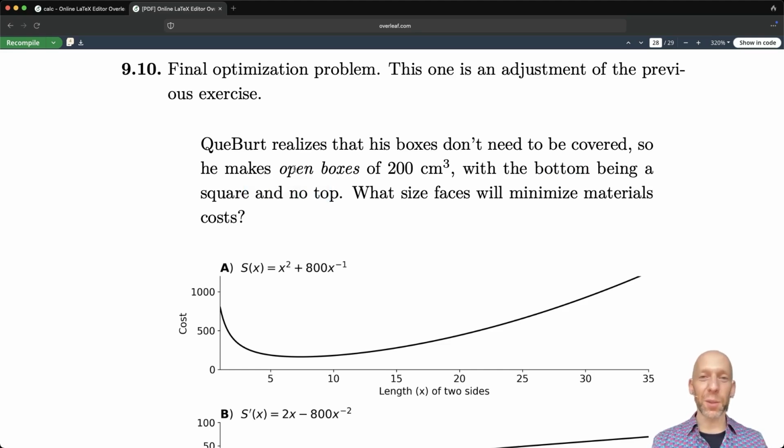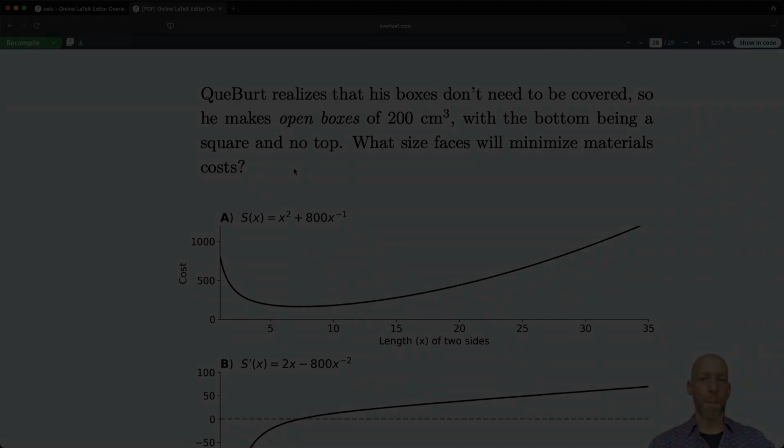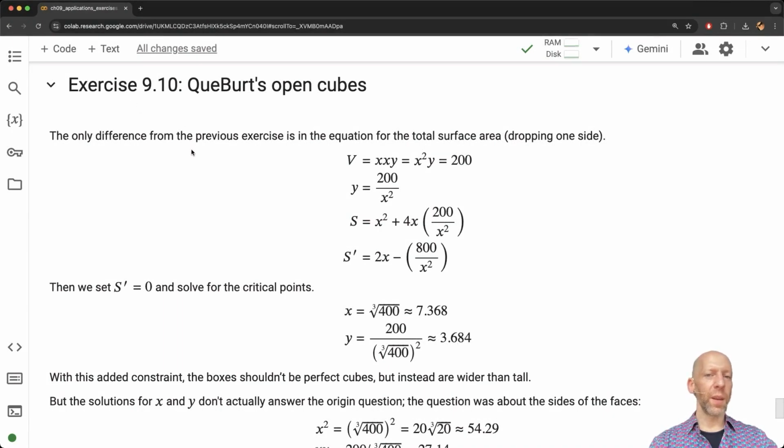So the good news is that you've already done most of the work for this exercise after having completed the previous exercise. We just need to figure out how to change the optimization function for 5 sides instead of 6 sides. Okay, so here in the online code, I have my written description. These two functions are the same.